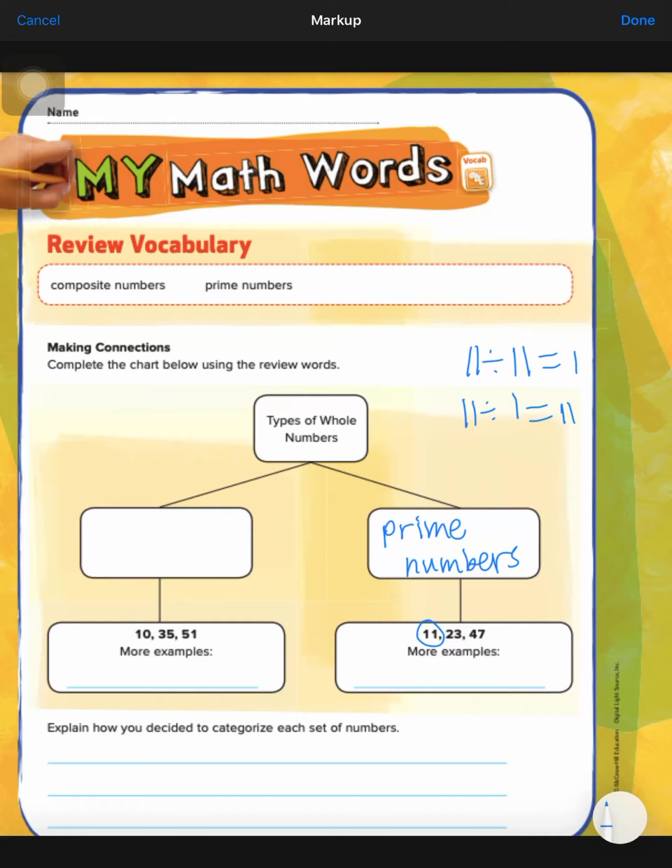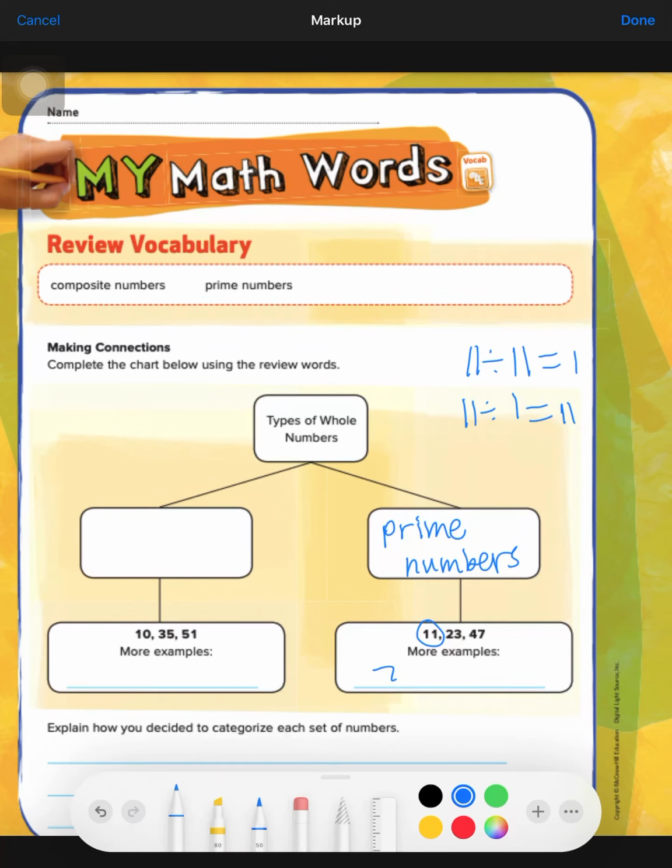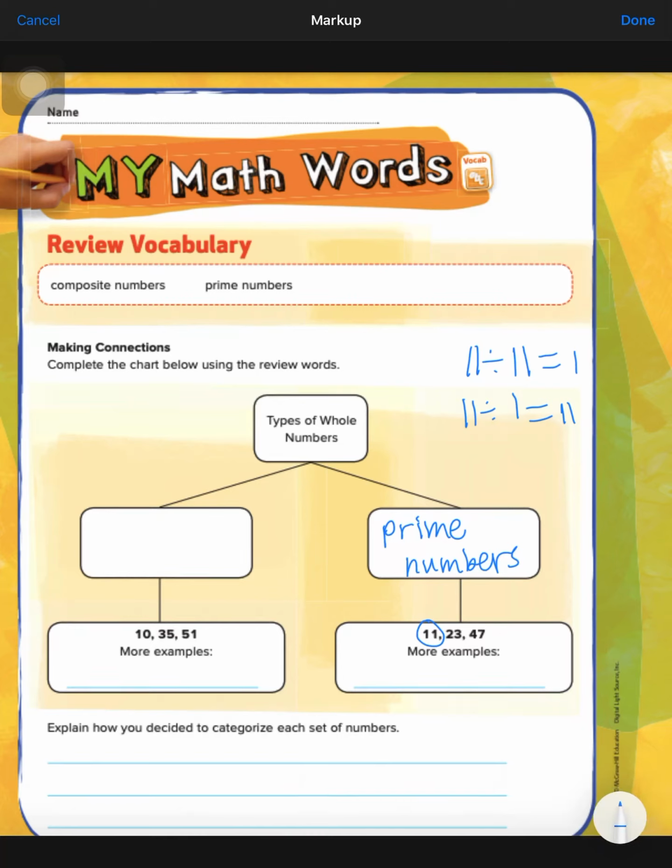Another example, can 7 be divided by anything else? Does it have any other factors other than 1 and itself? 2 does not go into 7, 3 doesn't go into 7, 4 doesn't, 5 doesn't, 6 doesn't, but only 7 does, okay? So I want you to think of a few more examples.